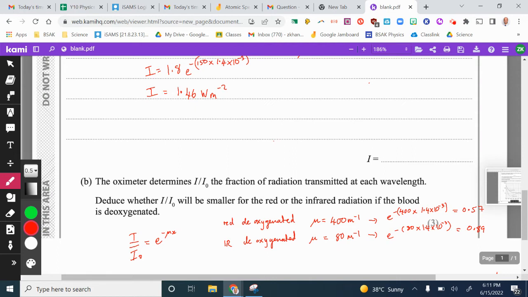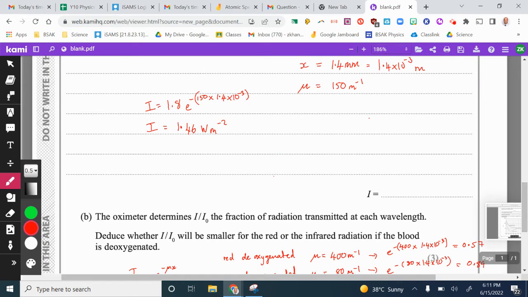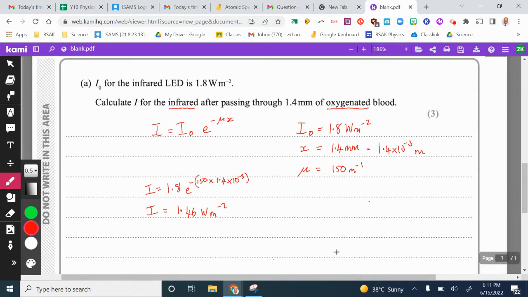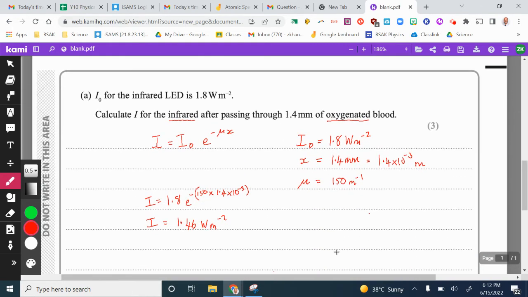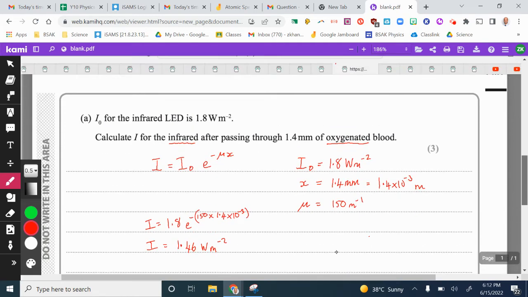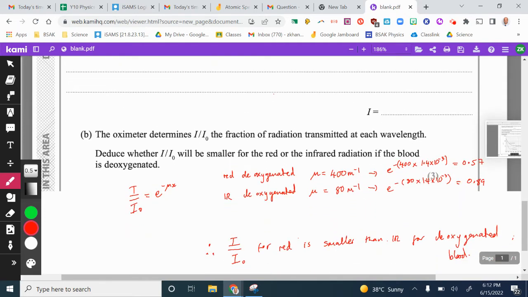An oximeter determines the fraction of radiation transmitted at each wavelength. So all we do is rearrange this equation to get I over I zero, and we see it's equal to e to the minus mu x. Now it says deduce whether I over I0 will be smaller for red or for infrared radiation if blood is deoxygenated. So we've got to look at this expression, and we're still assuming that it's passing through 1.4 millimeters of blood. There's no other data to suggest otherwise.